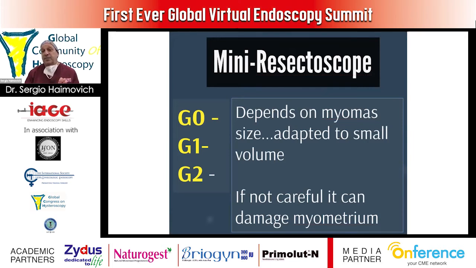And another thing that's important is when you use energy and you don't see where the energy is taking place, you can damage the myometrium. So if you are not used to doing the enucleation to find this plane between the myoma and the myometrium, it can happen with the mini resectoscope.